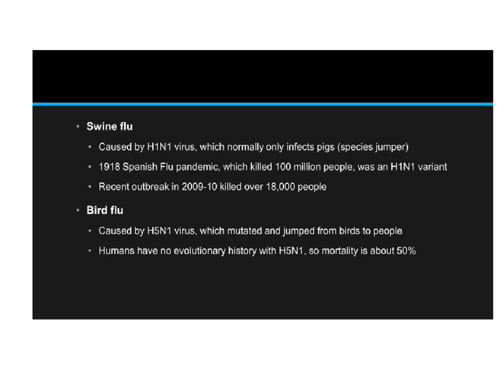Okay, swine flu. Swine flu, H1N1. Again, a species jumper. It normally only infects pigs, but it has jumped in the past. So the 1918 Spanish flu pandemic, and it was a pandemic, it was worldwide, killed 100 million people across the world. That's a big number. It was an H1N1 variant, and it jumped at that time.